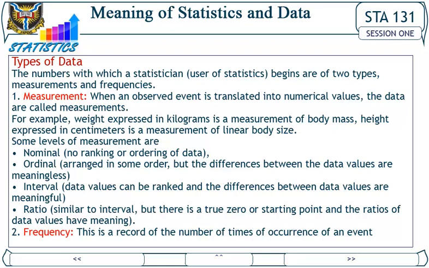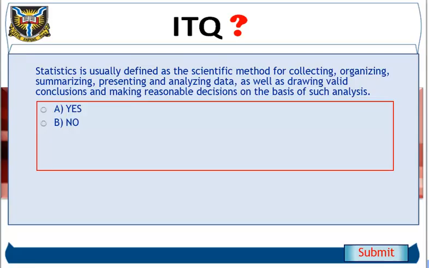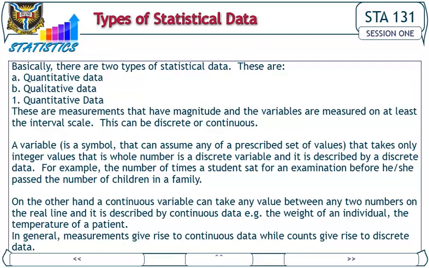2. Frequency. This is a record of the number of times of occurrence of an event. Types of statistical data. Basically, there are two types of statistical data. These are A. Quantitative data, B. Qualitative data. 1. Quantitative data. These are measurements that have magnitude and the variables are measured on at least the interval scale. This can be discrete or continuous.